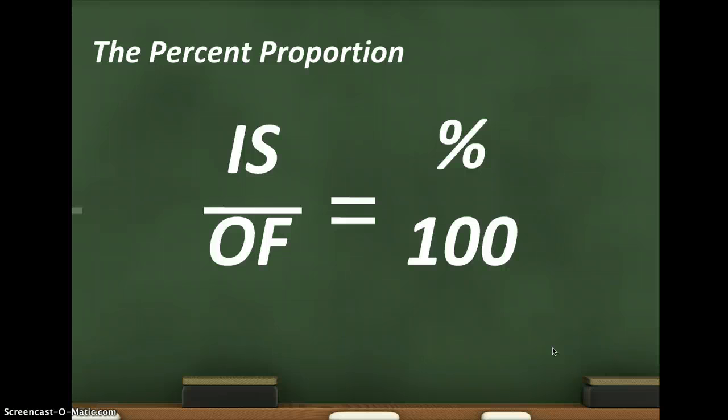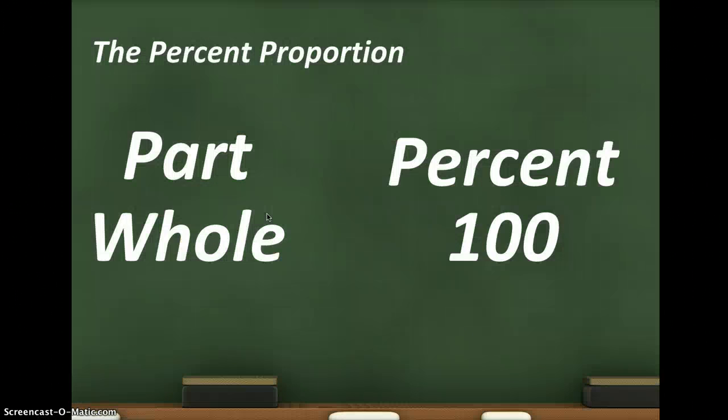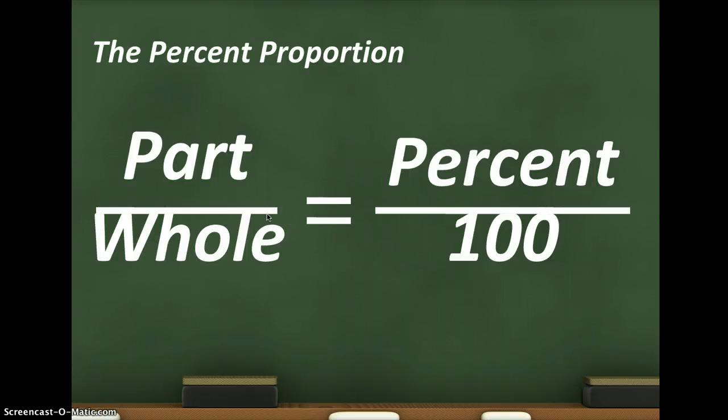The percent proportion, like I said earlier, basically is a proportion that compares the part to the whole. Another way we could say this is is over of. Okay, that's going to be helpful when you're reading word problems or problems that are written out in the form of a percent. For example, 25% of 15 is what number? You're looking for those key words, is over of. Here's that percent proportion just filled in with the part and the whole.